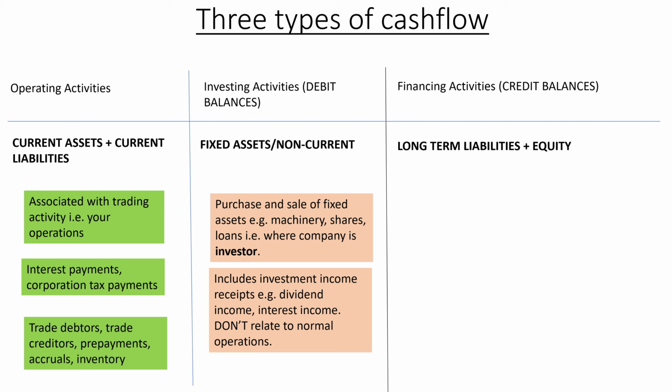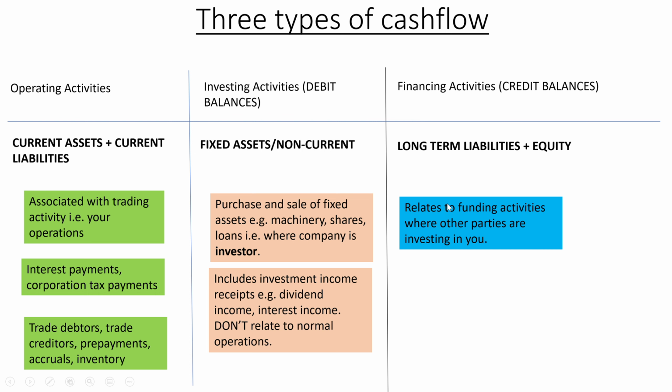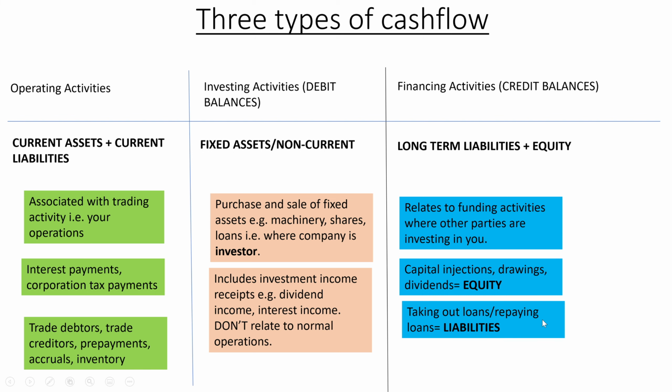So financing activities, as we said, financing is about funding. It's where other parties are investing in you. On one side we have equity, so the owners of the business, who are injecting money in, but they're also drawing money out. If those are cash flows, those need to be shown. Also, your loan holders are giving you money, you're borrowing from them, but you're also repaying them as well, so those cash flows need to be shown as well.